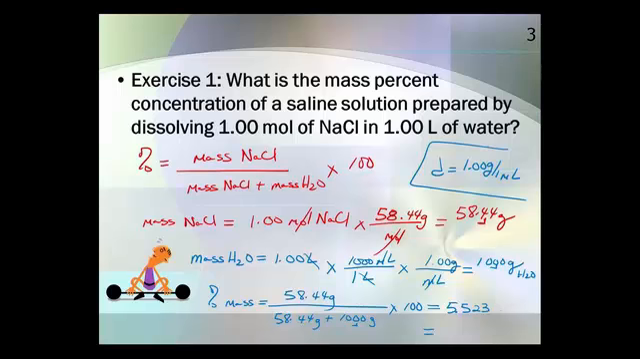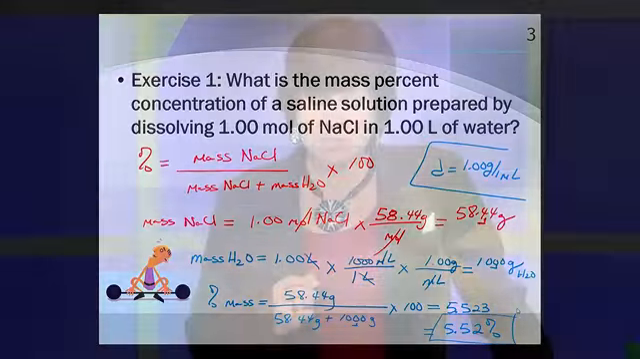Rounding the final answer to the correct number of significant figures, we would have 5.52%. How'd you do? Did you get it correct? Let's try another one, one that's a little more complicated.